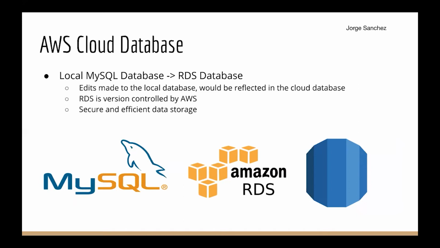When we make changes to the local database, that change will be reflected in the cloud database. RDS is version controlled by AWS. So in case we need to scale back to a previous database, we can do that. And also it is secure and efficient data storage. We know today a lot of databases are on the web. And the good thing about this is that in case we lose our data, it's always backed up somewhere on the web. We can always retrieve it.